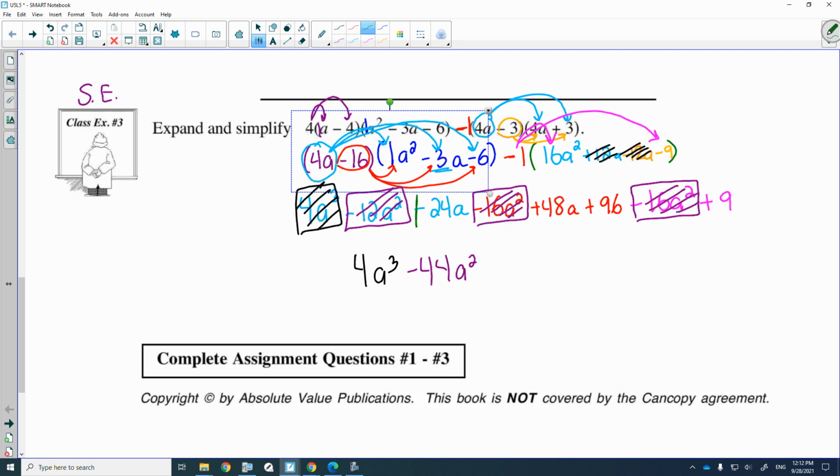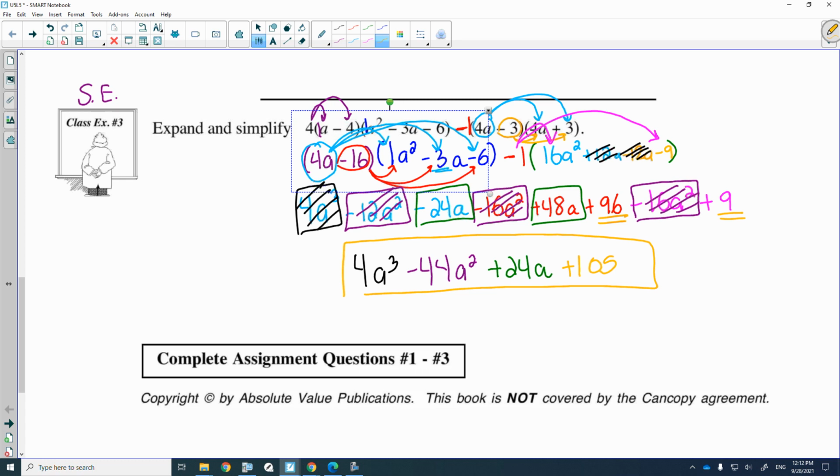Then we got to figure out our a's. So you're going to enter -24 plus 48. You entered exactly as you see it, -24 plus 48, 24 a's. And then your constant would be last. Anybody know what that constant would be? 105. Okay, there is going to be one more class example after this, but I want you to practice this.